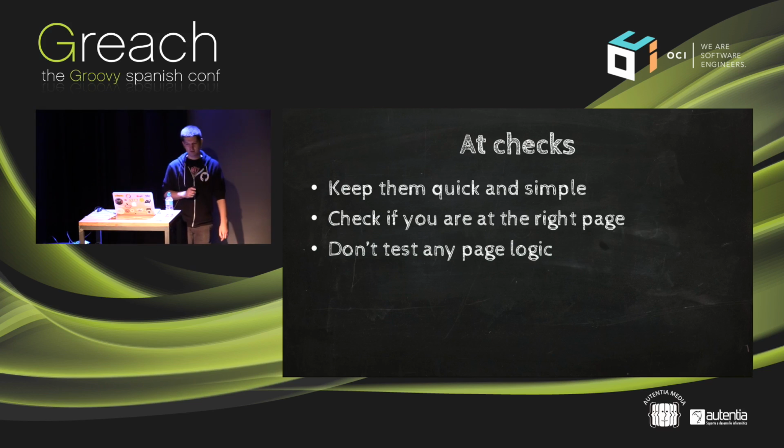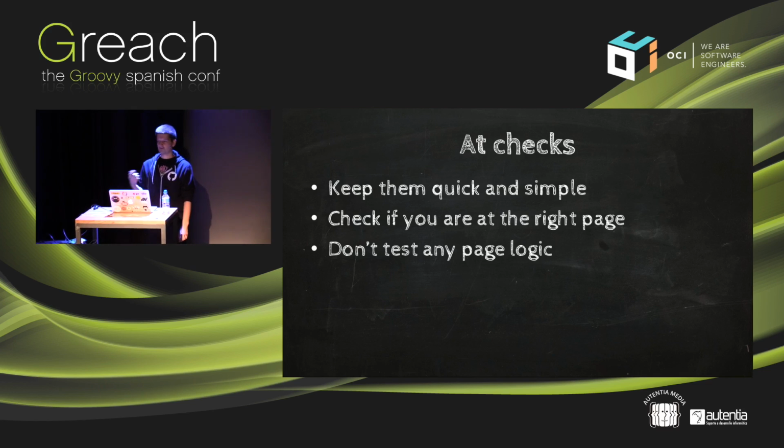Quickly on at checks, keep them simple. They are just to detect if you are at the current page. If you have any page-related logic in your at checks, you are doing it wrong, right? So if you have a parameterized page and then you're checking that for a given parameter of the page, there are 3 elements in that, 3 table rows in that page, that's not the code that should go into your at checks, because at checks are executed very often, and you don't want to be testing the same thing over and over again.